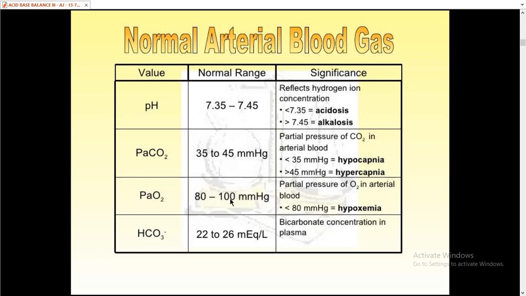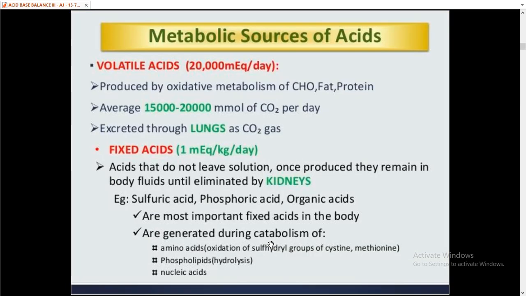Normal saturation should be 95 to 100, and below 95 is abnormal, though we normally accept up to 90 saturation if there are no clinical signs and symptoms present in a person. So the serum bicarb level normally is 22 to 26 milliequivalents per liter.